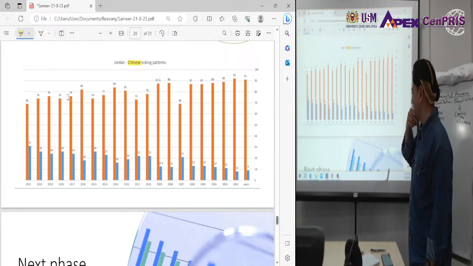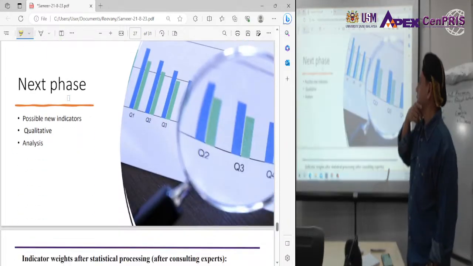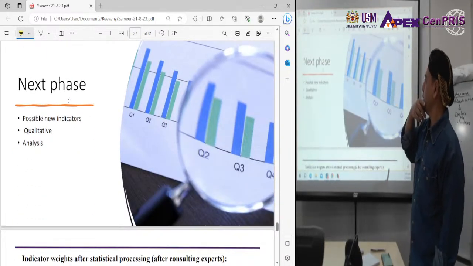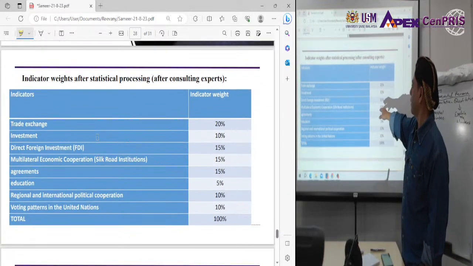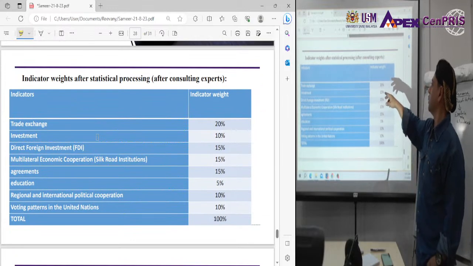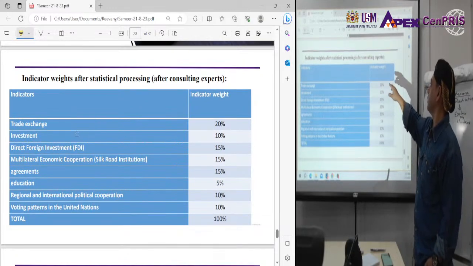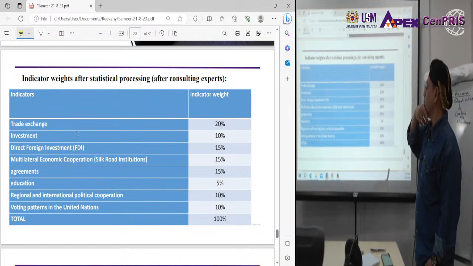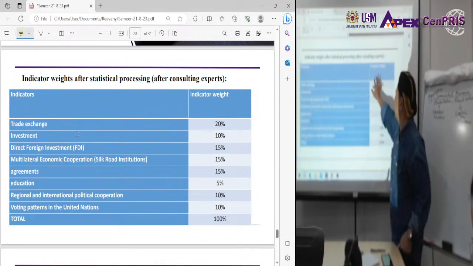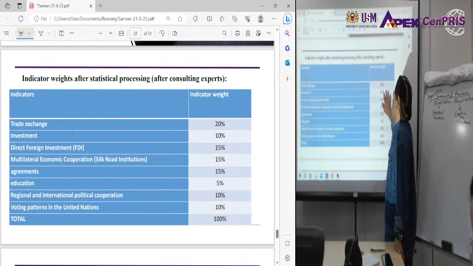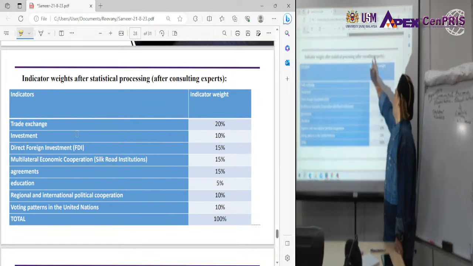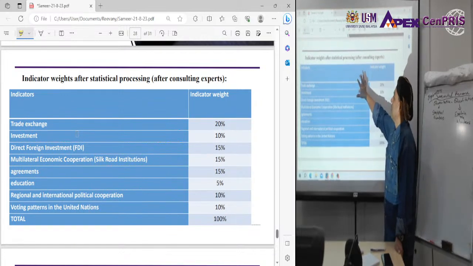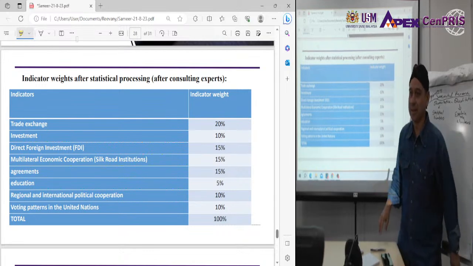Okay, where else? The next phase. You talk about possible new indicators, qualitative and analysis. Indicator weights after statistical processing, after consulting experts. When you explained just now, it wasn't clear that these are the weightage. This is an example of weightage, right? So you put an example somewhere there, a sample or example.